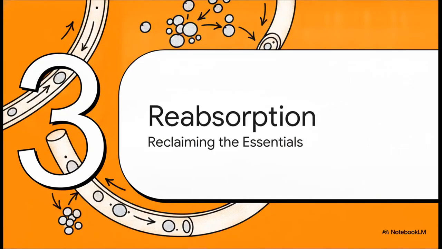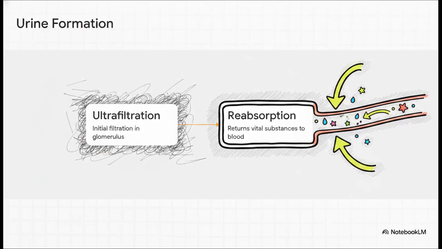Moving right along to Section 3, selective reabsorption, where the body reclaims the essentials. Okay, so we have this massive volume of initial filtrate. Moving to step 2, tubule selective reabsorption. As that filtrate flows through the microscopic tubules of the nephron, the body essentially realizes, hey, I can't afford to lose all this water and nutrition, so it starts pulling them back into the bloodstream.